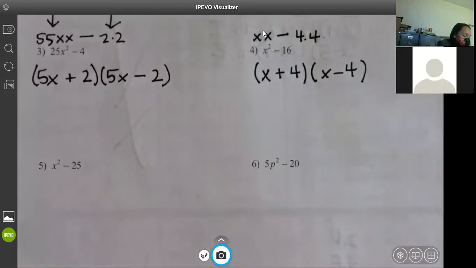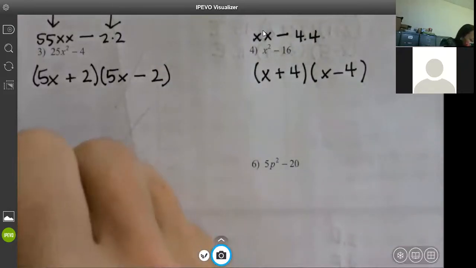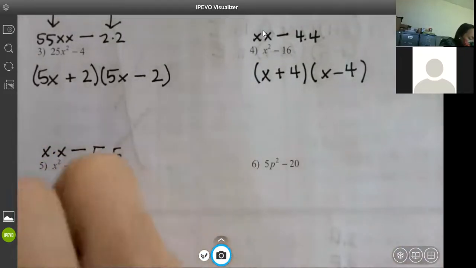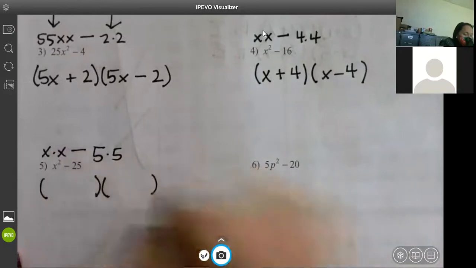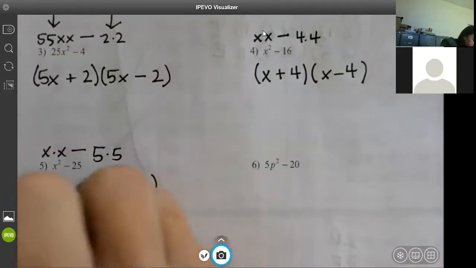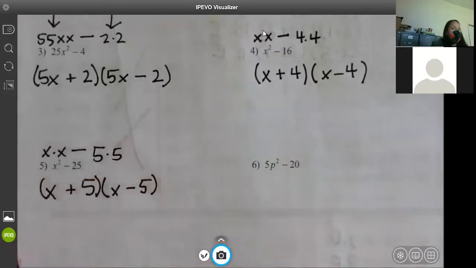Number 5. X squared is what? 2 x's. We have a minus. 25 is? 5 and 5. 2 sets of parentheses. What goes in the front? In the back? Your signs? One positive, one negative.